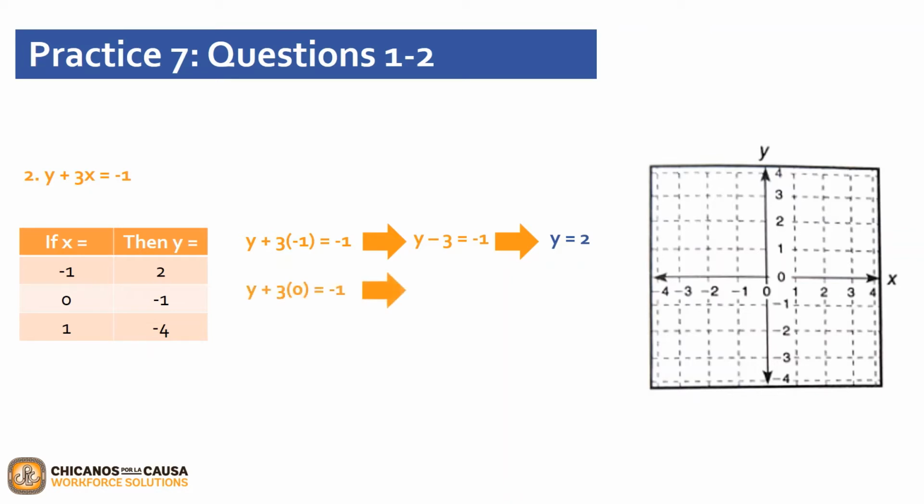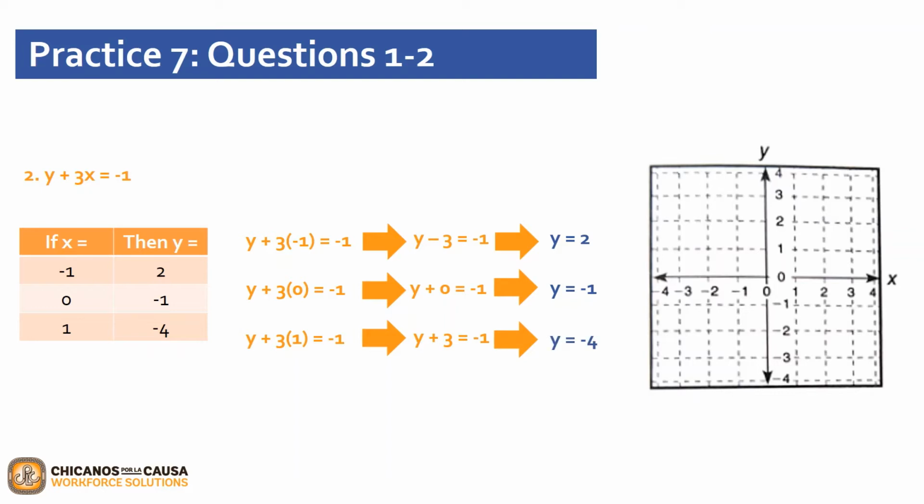Next one, 0. y plus 3 times 0 equals negative 1, which gives us y plus 0 equals negative 1. And finally, of course, y equals negative 1. And lastly, we're going to do x equals 1. So y plus 3 times 1 equals negative 1, which turns into y plus 3 equals negative 1. And finally, y equals negative 4.